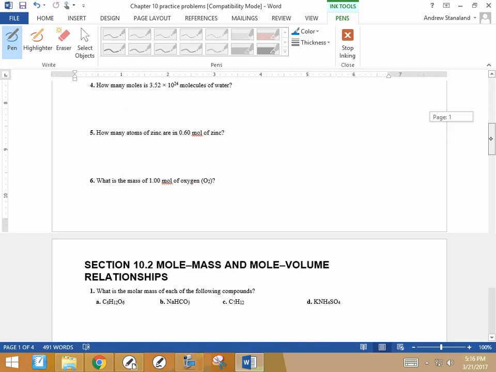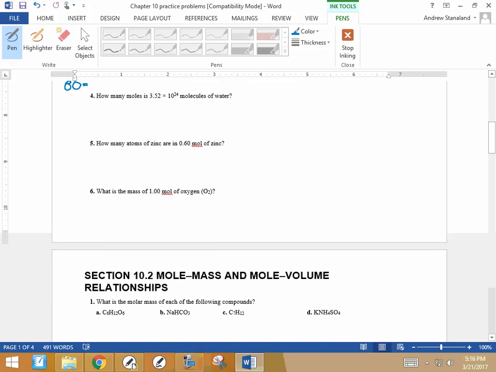Next, we're going to move into something familiar. We're given a number of molecules of water, 3.52 times 10 to the 24th molecules. And we want to calculate how many moles of water we have. Now, we have molecules on top right here, and we're going to multiply by a conversion factor. What's it going to have on top? It's going to have moles on top. 1 mole.